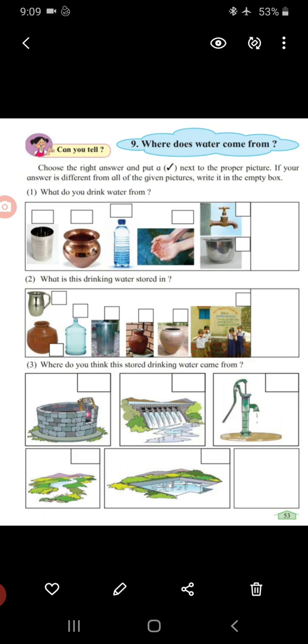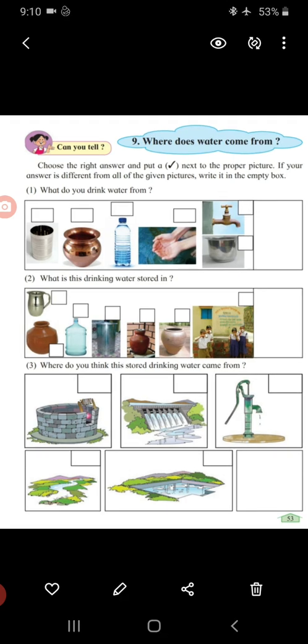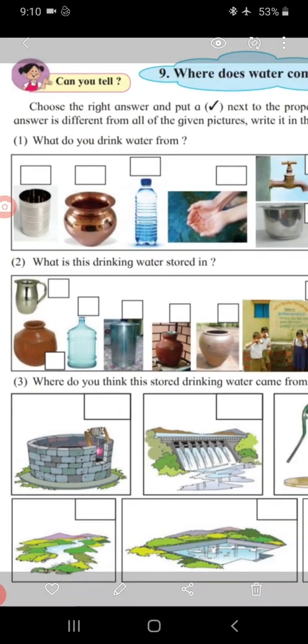Second one, a steel jar, mud clay, then this plastic can, steel can, then again a clay pot, mud can, and these children are using a glass to drink the water from the tap. So what is this drinking water stored in? They are stored in different pots. So people mostly keep the drinking water in this clay pot because it remains cold.